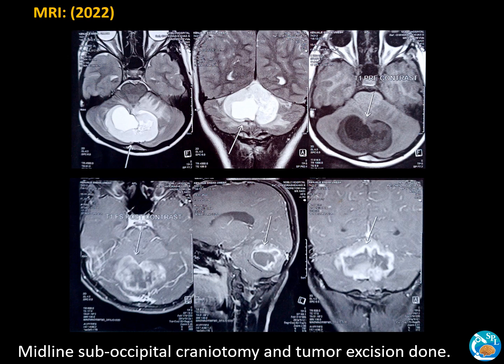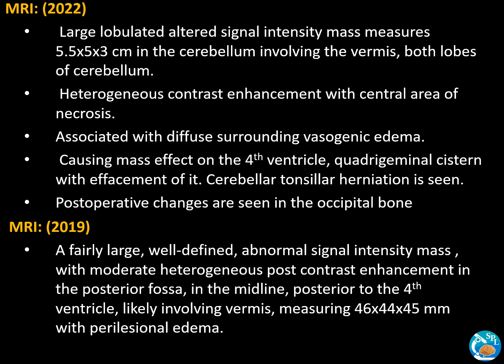Previously, her scan was done in 2019, and then it was a fairly large, well-defined abnormal signal intensity mass, which measured 4.6 x 4.4 x 4.5 centimeters with perilesional edema. Now, this time she underwent a midline suboccipital craniotomy. The tumor was excised and sent to lab.